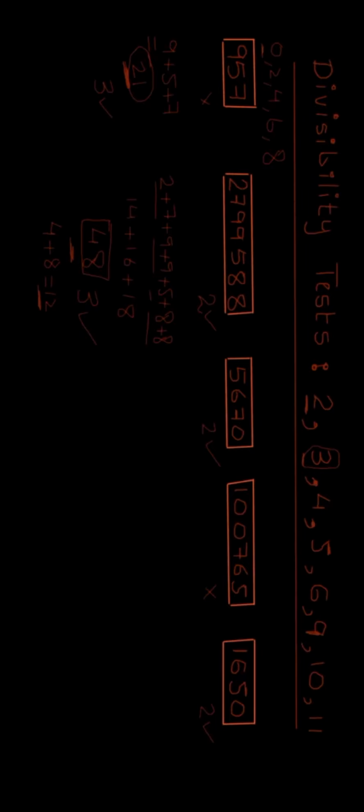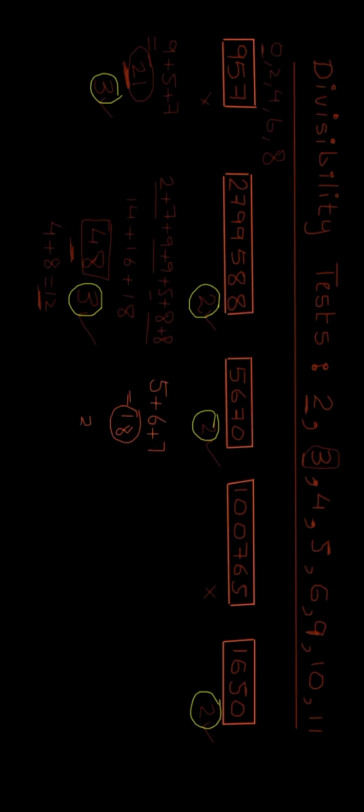I think I'm just going to highlight them. Let's take a look at the next number. 5, 6, 7. Let's add them up. How much do you get? 5 and 6 and 7, that's 18, right? So is that divisible by 3? Yes, it is. It's divisible by 3.